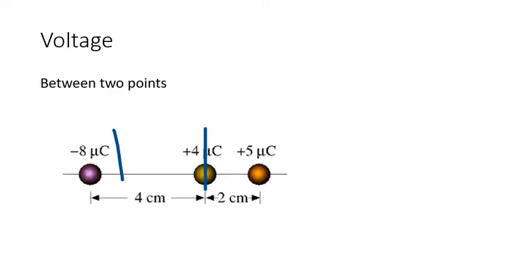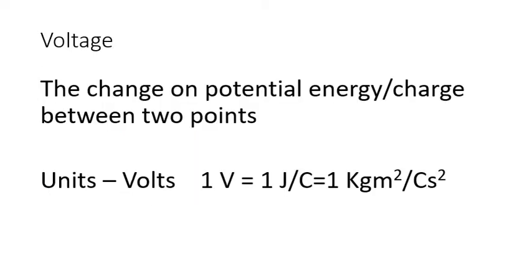Lots of times charges are going to keep moving around, but we still have to pick 2 places and say, okay, between this place and this place, how much potential energy changed? And usually it changes into heat, sound, light, it changes into something else. So a bunch of different things matter. There are three main components to this. It's a change in potential energy, it's a change per charge, and we have to compare 2 points.